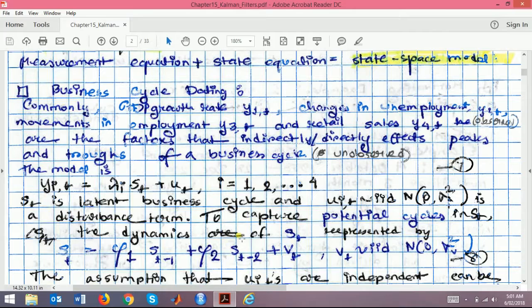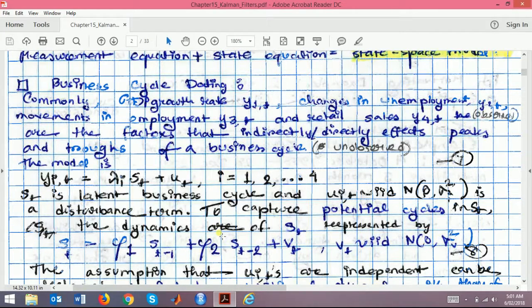So let's start with discussing another example. Business cycle dating. Commonly, GDP growth rate changes y_1t, changes in unemployment y_2t, movements in unemployment y_3t, and retail sales y_4t are observed variables in the business cycle dating problem. These are the factors that are indirectly or directly affecting peaks and drops in a business cycle. The business cycle is, on the other hand, unobserved.